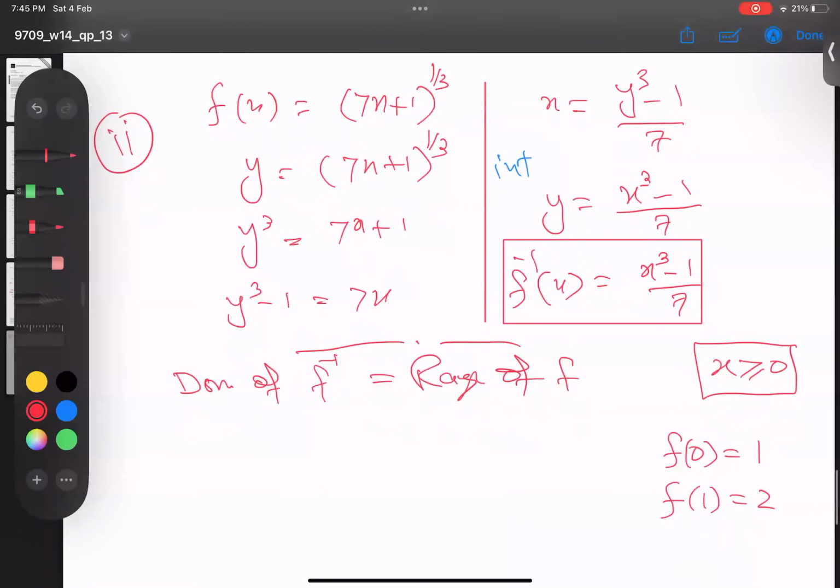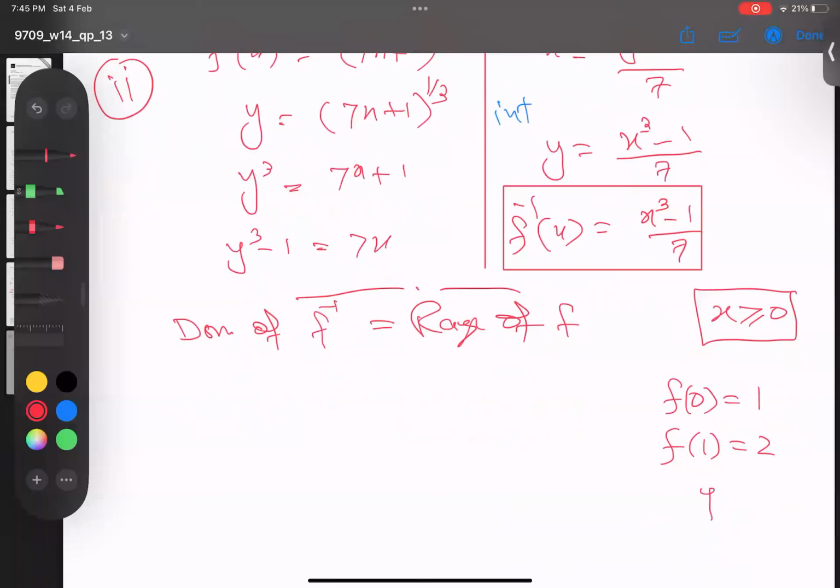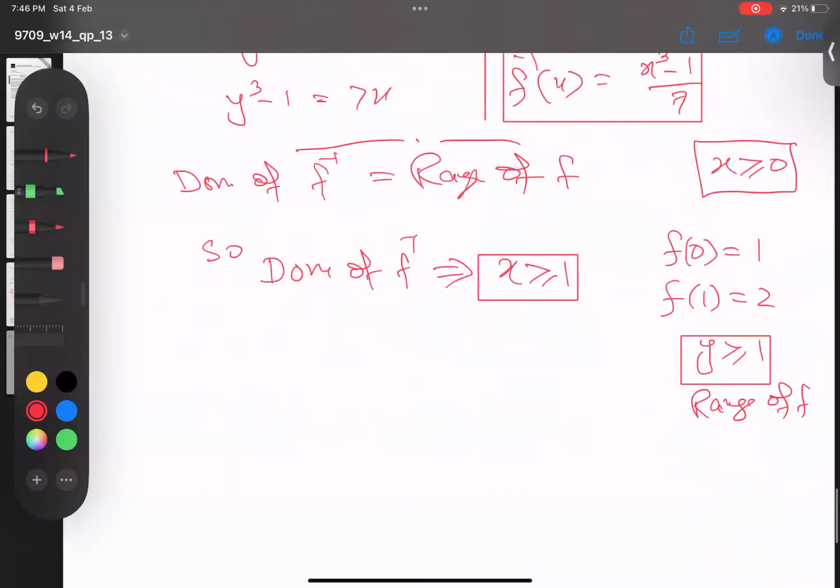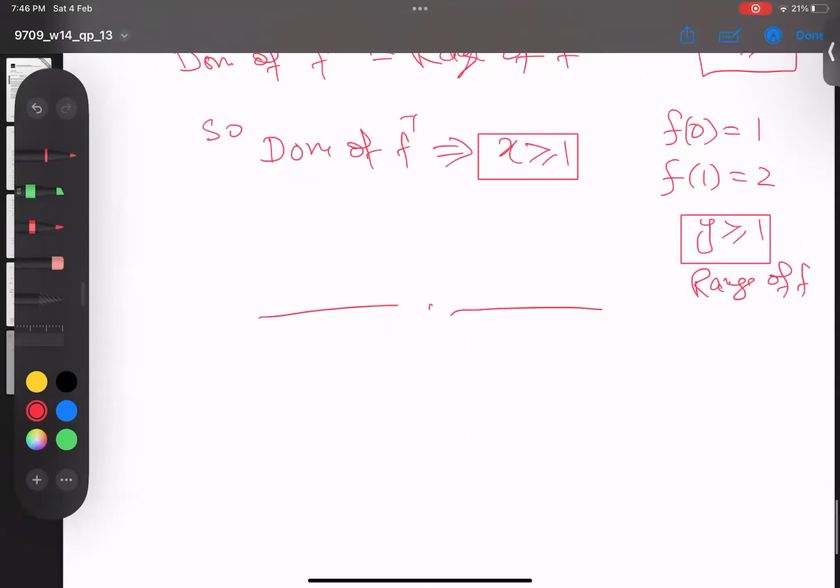So what is going on? It means we can say that, sir, the y value is starting from 1 and increasing. This is called the range of the function, which is equal to the domain of the inverse function. So the domain of f inverse is just changing y and making it x. Alhamdulillah Rabbil Alameen, I believe you got the point very clearly. So this part is over.